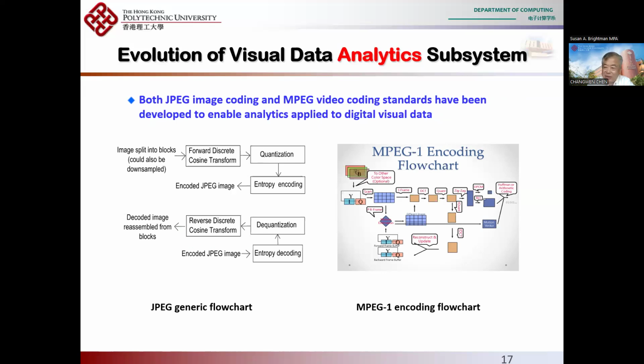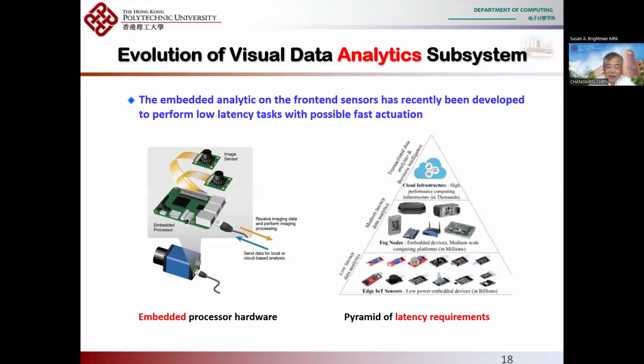What I show here is the very basic principle of JPEG and MPEG. Of course, now we have grown to H.266 and more. The embedded analytics on the front end has also recently been developed for low latency tasks. And of course, latency is required for the specific task. Some of them are much more demanding than the others. So those are doing an analysis, or also to consider the latencies in this case here.